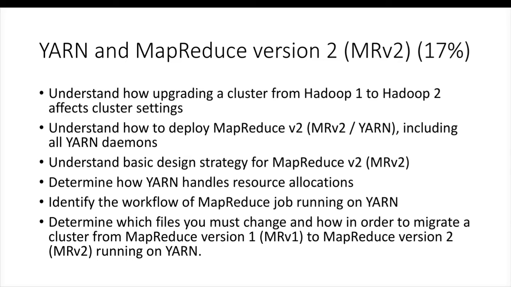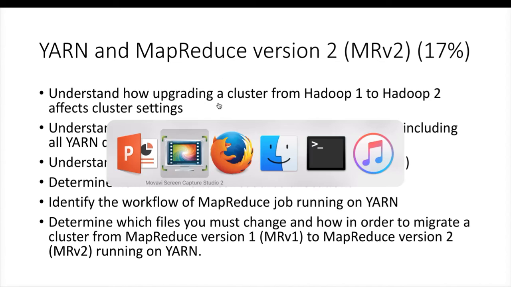The first one is: understand how upgrading a cluster from Hadoop 1 to Hadoop 2 affects cluster settings. They are not bothered about setting up version 1 of MapReduce. They are primarily focusing on Hadoop 2, which comes with YARN and MapReduce version 2. So we need to understand what changes will occur when we upgrade a cluster from Hadoop 1 to Hadoop 2 with respect to YARN and MapReduce, because this is within the scope of YARN and MapReduce version 2.